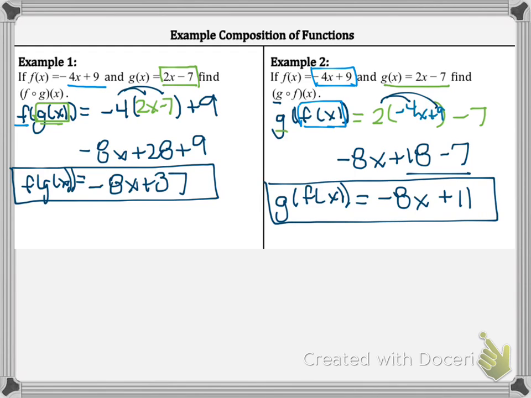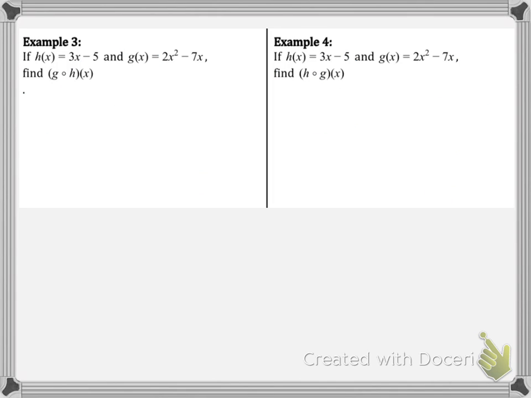Okay, so that's one more example. Let's do another one. We have h(x) = 3x - 5, and g(x) = 2x² - 7x. Find g of h of x. So go ahead and try this out, and I'll work it out in the next video.